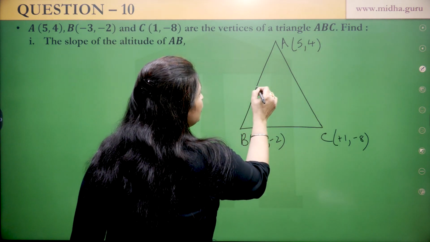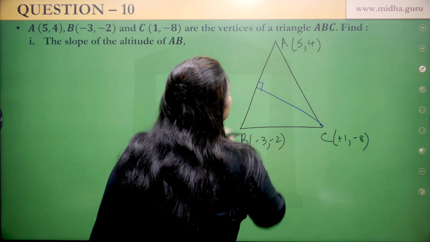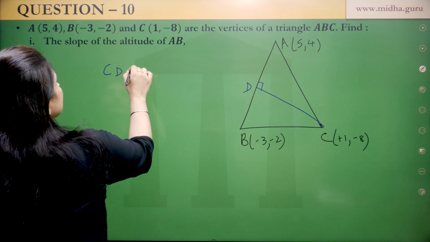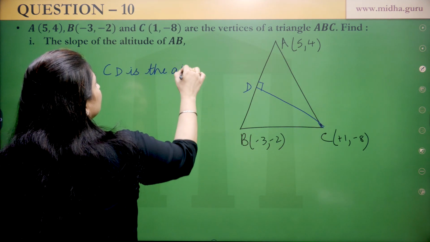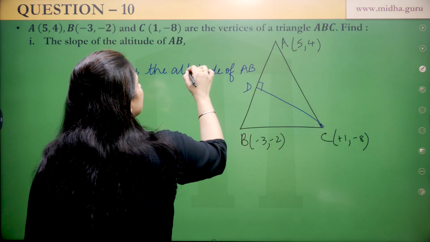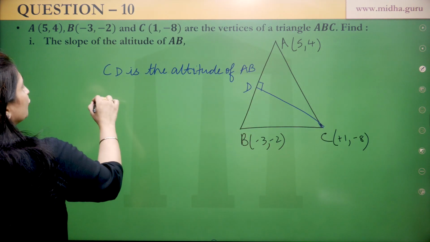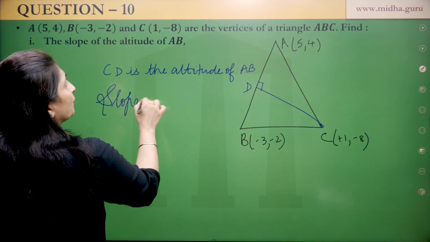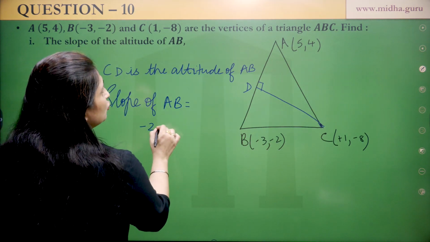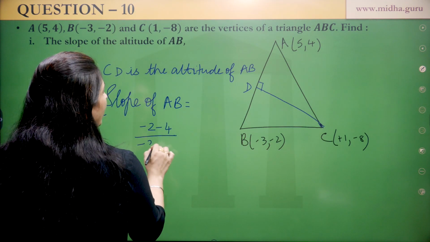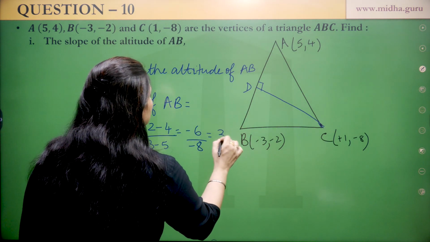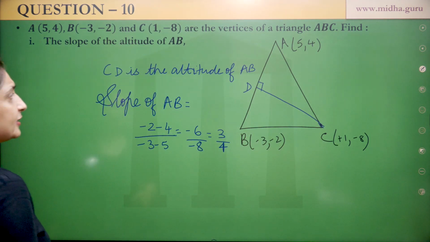First we'll draw the altitude of AB. Suppose this is the altitude of AB. If CD is the altitude of AB, then first we'll find the slope of AB. What will be the slope of AB? y2 minus y1 by x2 minus x1. So minus 6 by minus 8, which is 3 by 4, right?